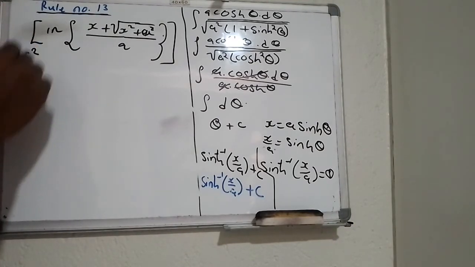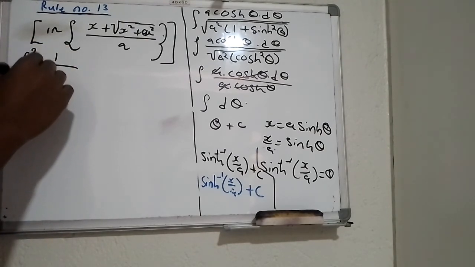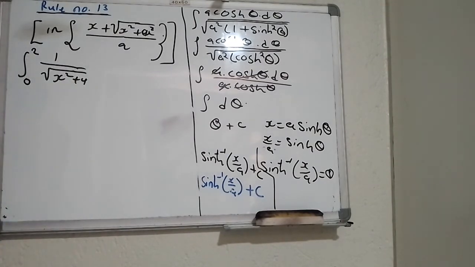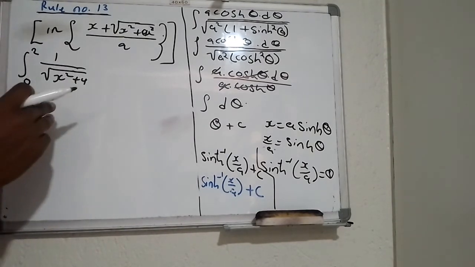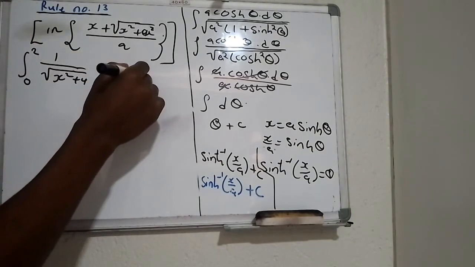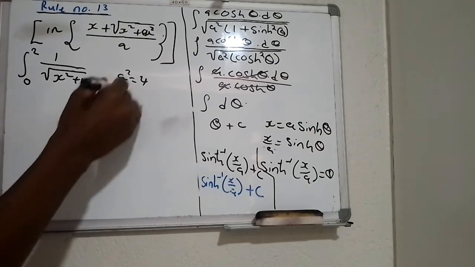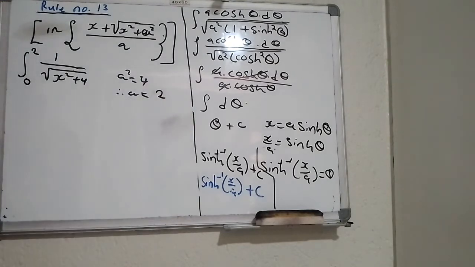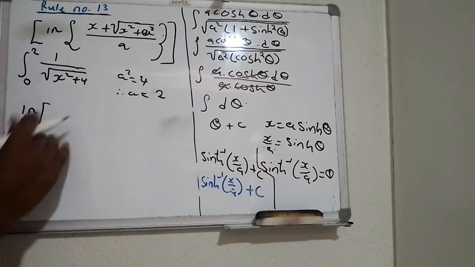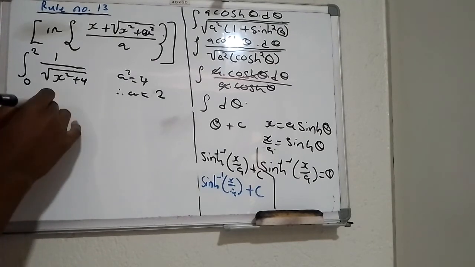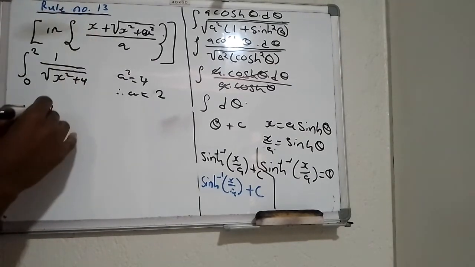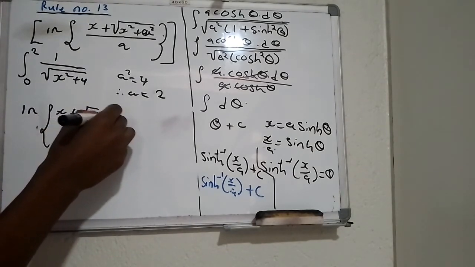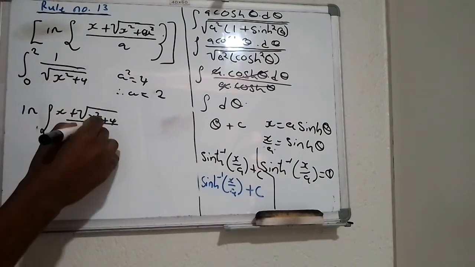They say from 0 to 2, integrate 1 over the square root of x squared plus 4. So now a squared is represented by 4. That is the first thing that you need to know. Therefore, a is equal to 2. So now I can say ln of x plus the square root of x squared plus 4, all over a. A is 2.